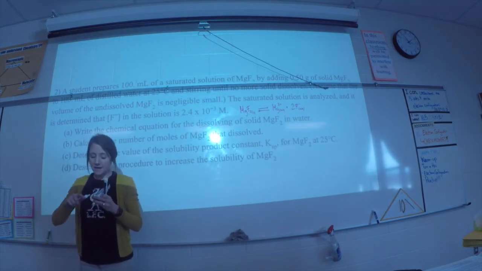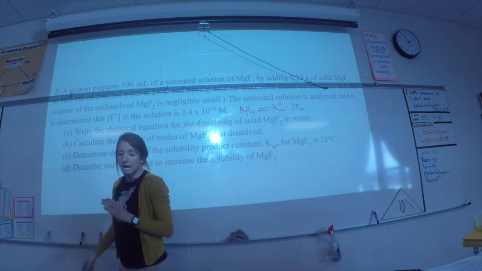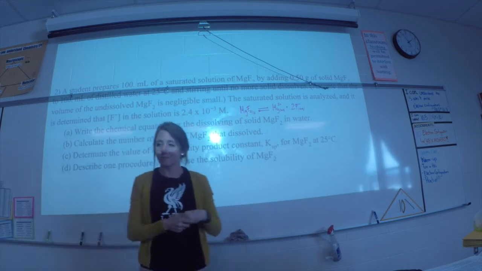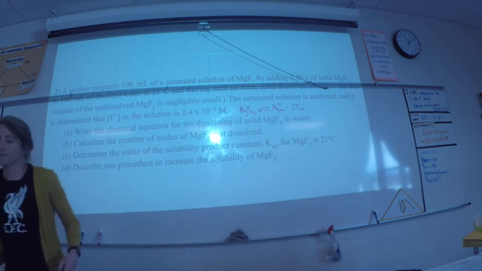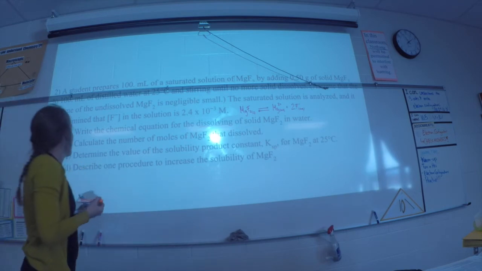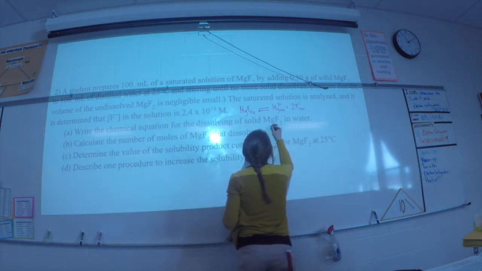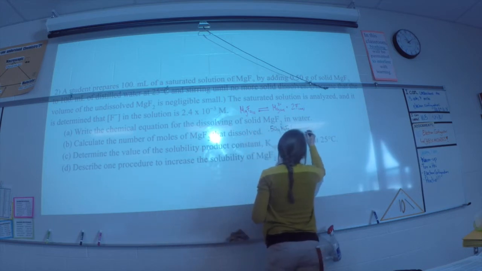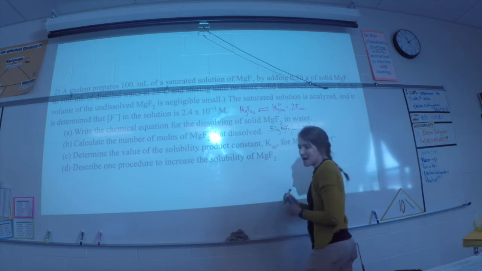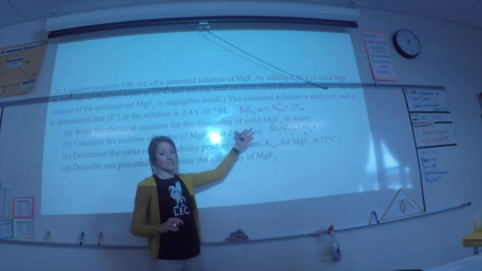All right, part B. This one says calculate the number of moles of MgF2 that dissolved. A lot of you had a good thought, it just didn't get you to where we needed. So on part B, you're not alone if you thought, oh, well, I have 0.5 grams of MgF2, so let's just convert that into moles. You just found the molar mass and did the conversion. That's what a lot of people tried to do.